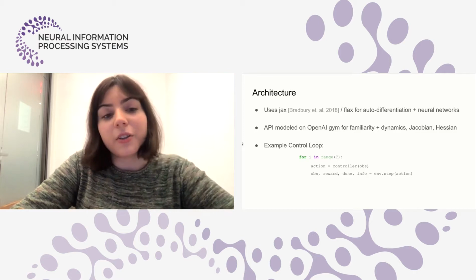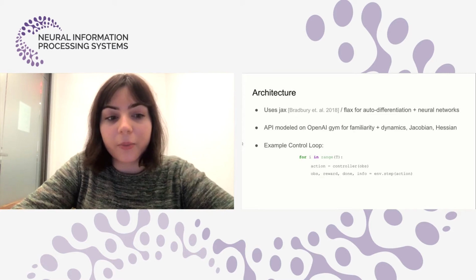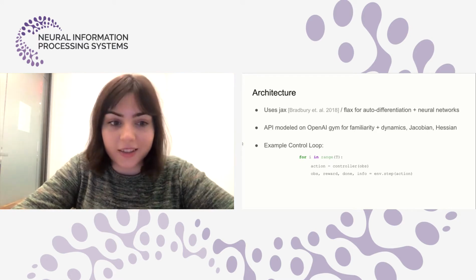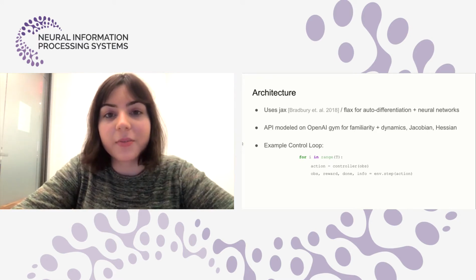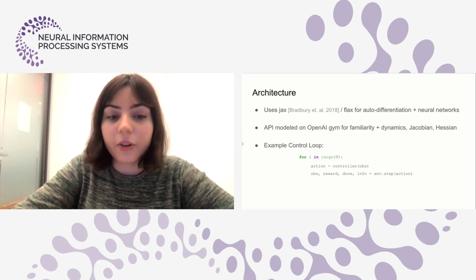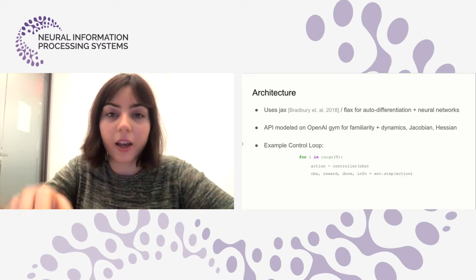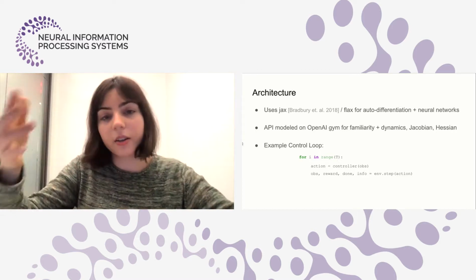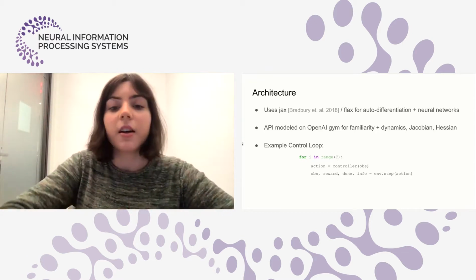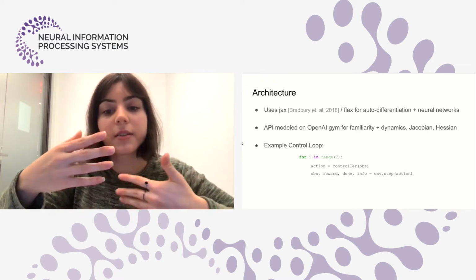In order to achieve all of this, we make use of JAX, a new research library for automatic differentiation through native Python and NumPy functions. For neural networks, we use Flax, a neural network library built specifically for JAX. As mentioned at the very beginning, we model our API on that of OpenAI Gym, adding a side effect-free dynamics function with corresponding Jacobian and Hessian functionalities. But the basic interaction with the environment through step remains identical. And we also return the same type of observations, rewards, and information.